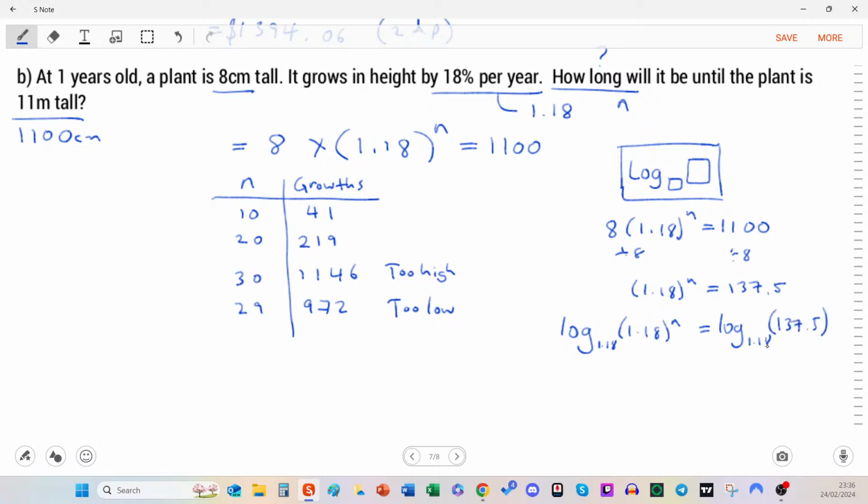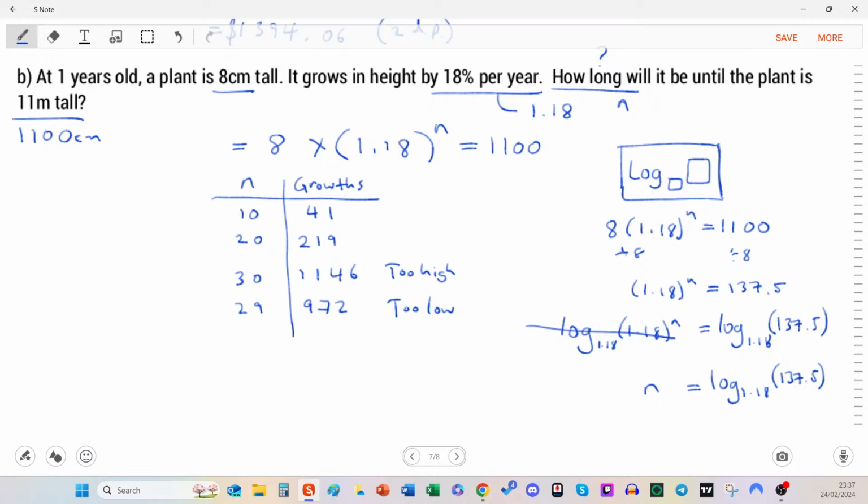18137.5. Okay, so this all looks very weird. But I'm going to show you that you just need to type one thing in the calculator. This is how it works. Essentially, these will cancel, so we end up with n equals log base 1.18 of 137.5.